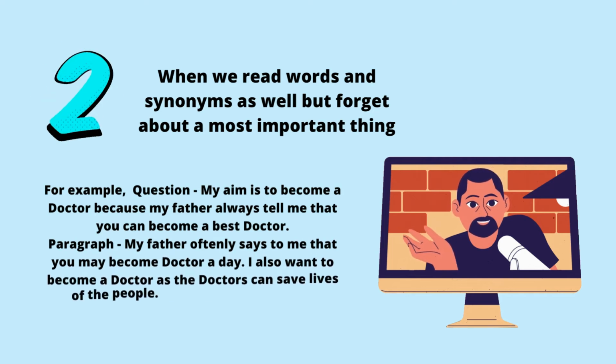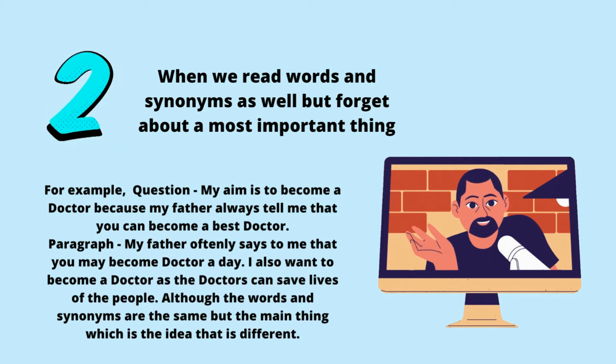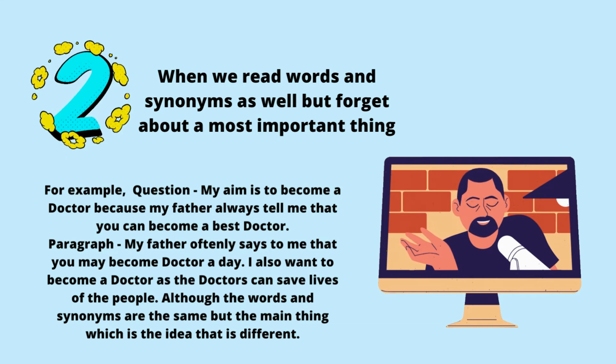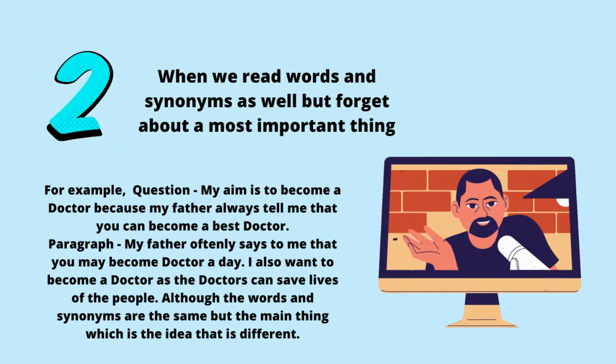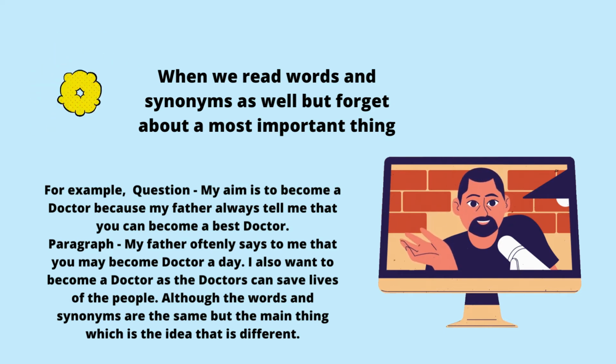It happens sometimes that we read words and synonyms as well, but forget the most important thing. For example, the question says, my aim is to become a doctor because my father always tells me that you can become a best doctor. The paragraph says, my father often says to me that you may become a doctor one day. I also want to become a doctor as doctors can save the lives of people. Although the words and synonyms are the same, the main thing, which is the idea, is different.